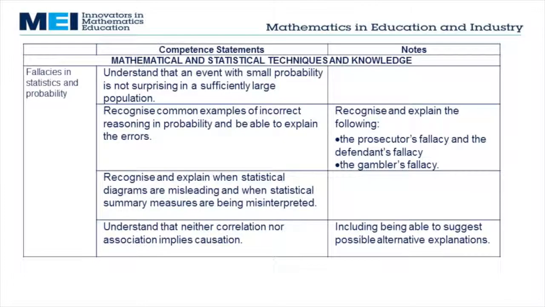It was a big help to us in actually organising the content, because this is what a page from the specification looks like. The heading isn't any particular area of maths, it's just mathematical and statistical techniques and knowledge, because that's what this particular page is about. This one's about fallacies in statistics and probability that we'd like students to have some familiarity with during the course.